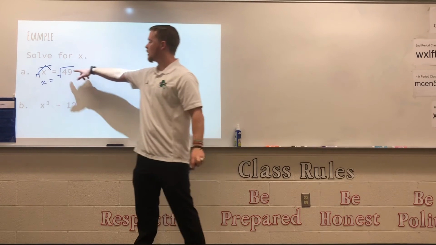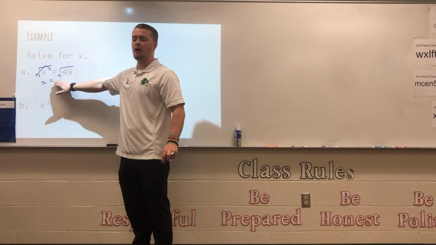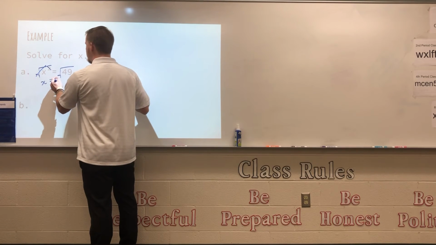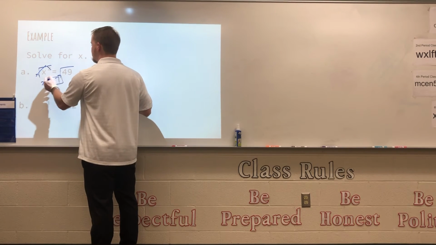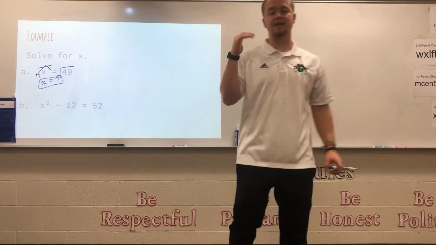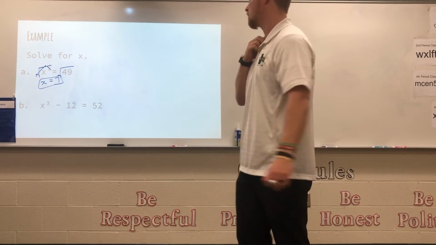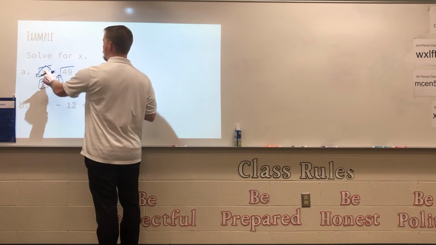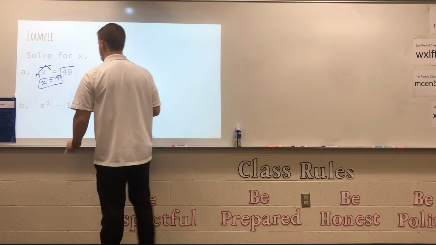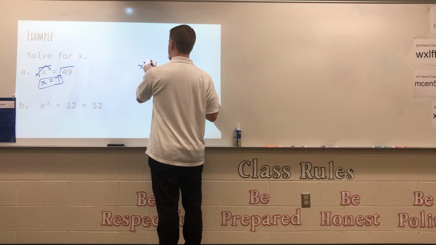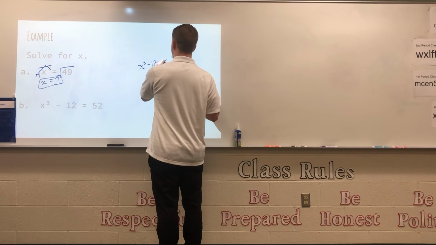So then you take the square root of 49, and that gives you what x equals. So here, square root of 49 would be 7, because 7 times 7 equals 49. So that's your final answer. X equals 7. Okay, so that is your final answer, and that's the answer to what you do, is you take the opposite operation. Next one, x to the third minus 12 equals 52.